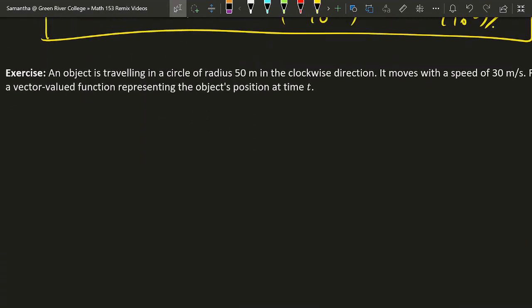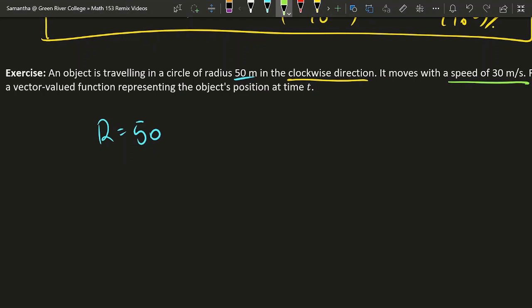For a slight remix, suppose we have an object that's traveling in a circle, radius is still 50, but the next little change is this time that we're moving in the clockwise direction. We also get something interesting. We are no longer given the amount of time it takes to complete one loop around the circle. Rather, we're given the object's speed. So let's try and figure out what the value of omega would have to be so that we can fill in the blanks of that general circle template formula.